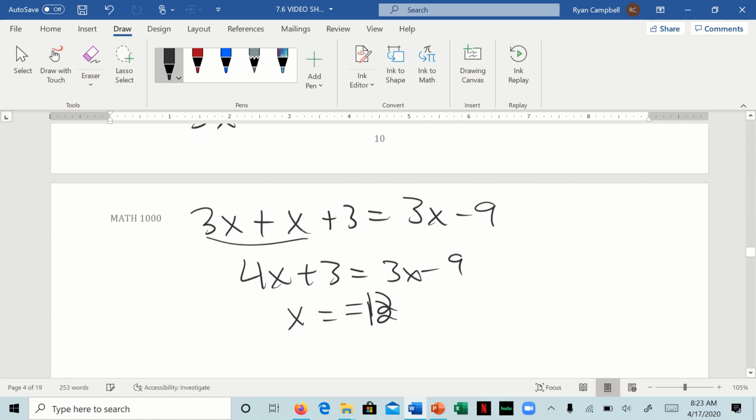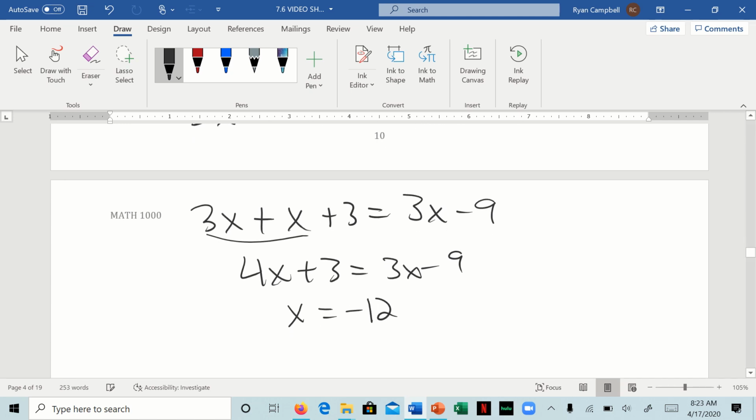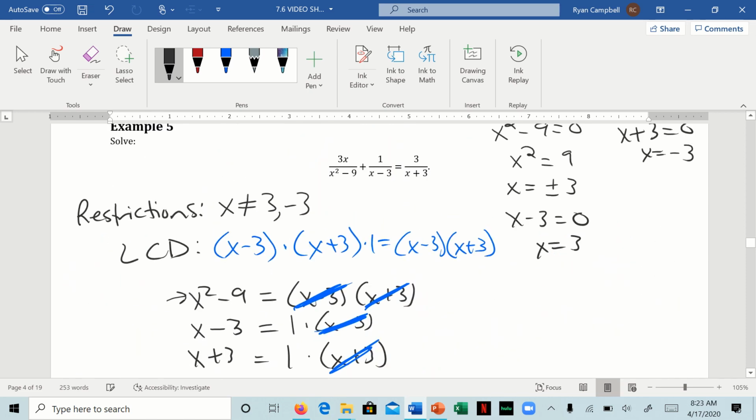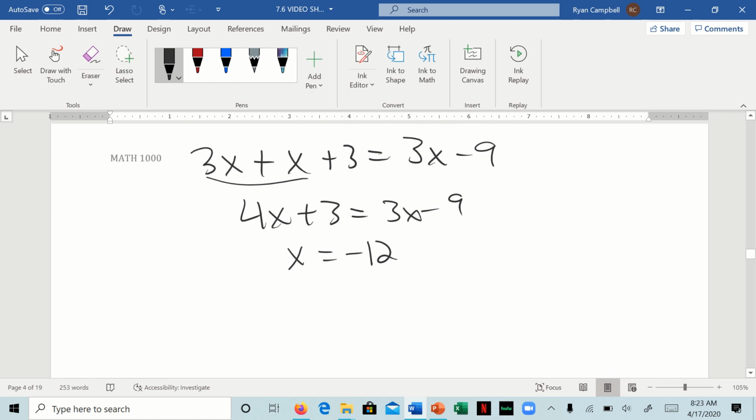So let's go back to our restrictions. Negative 12 isn't 3 or negative 3, so we're all good. So solution set is negative 12.